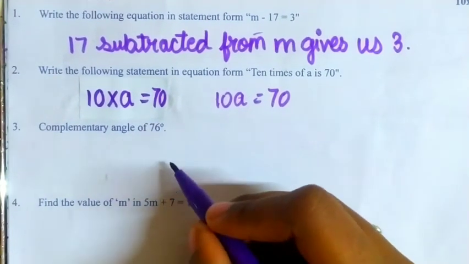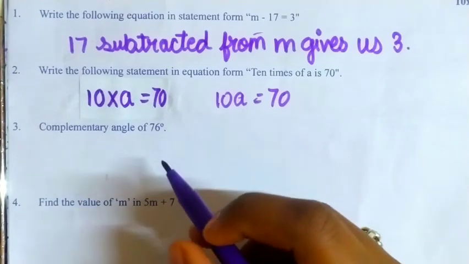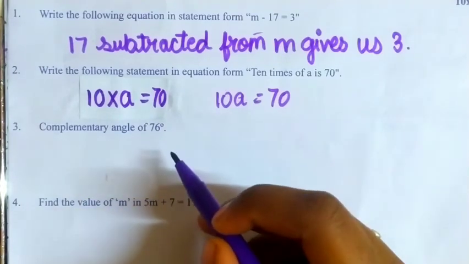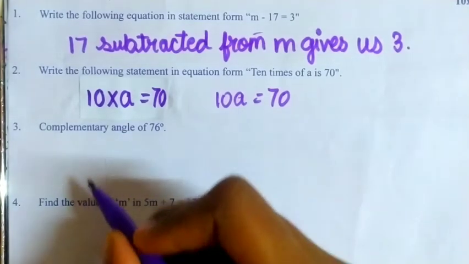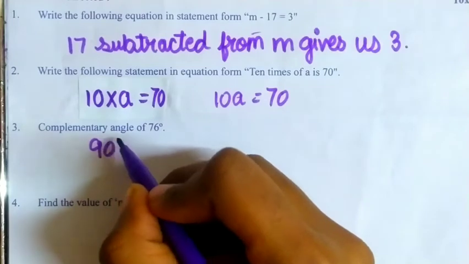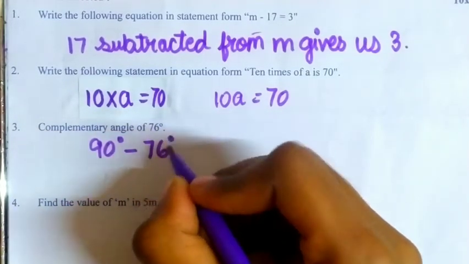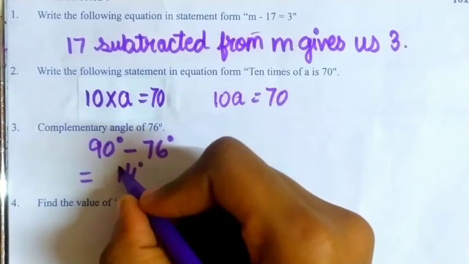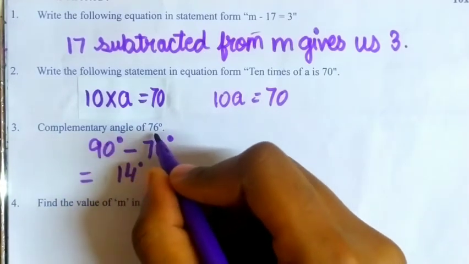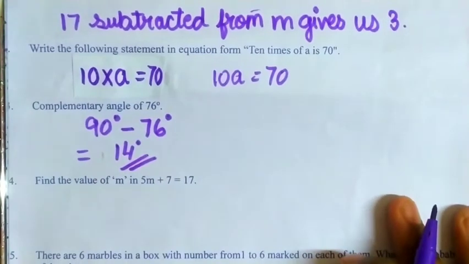Complementary angle of 76 degree. Complementary angle is 90 degree. Sum of two angles gives us 90 degree. So 90 degree minus 76 degree, that is 14 degree. So the complementary angle of 76 degree is 14 degree. Let's move to the next question.